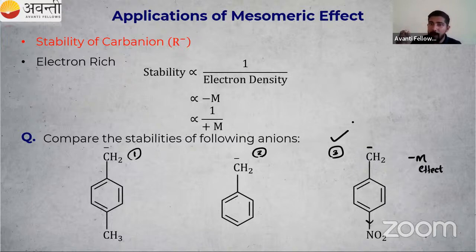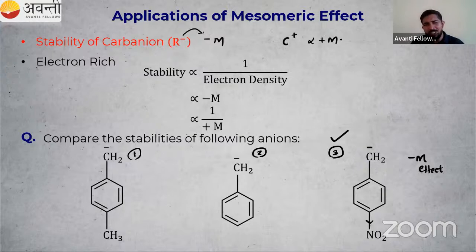In the case of a carbanion, what do you have to check? R minus, carbanion. How to remember? Minus charge is proportional to minus M. Carbocation, that is plus charge. It is proportional to plus M. Okay, so I hope this is clear.